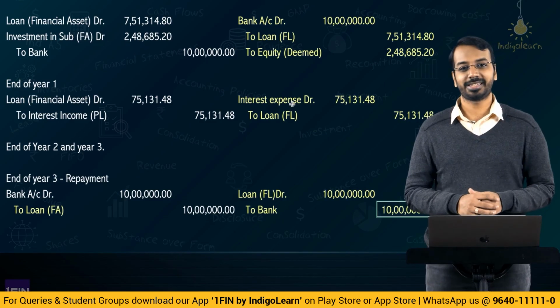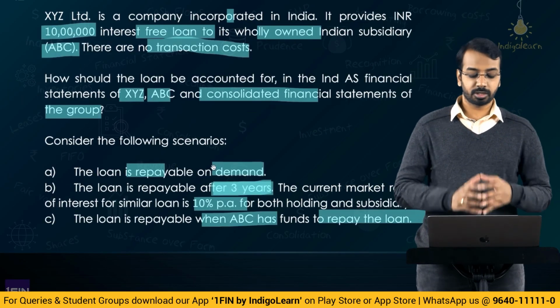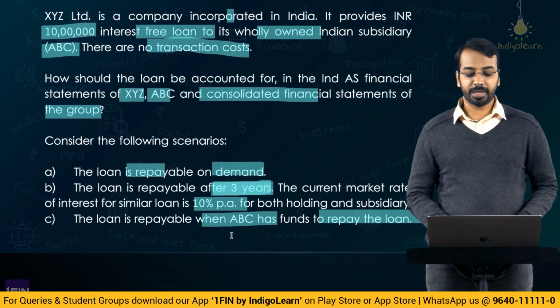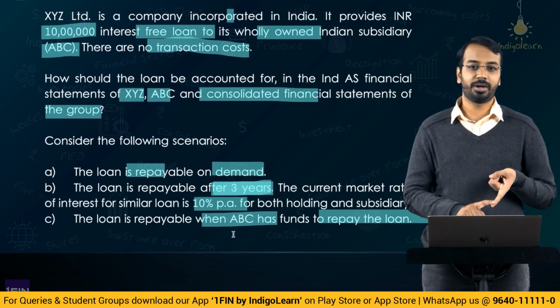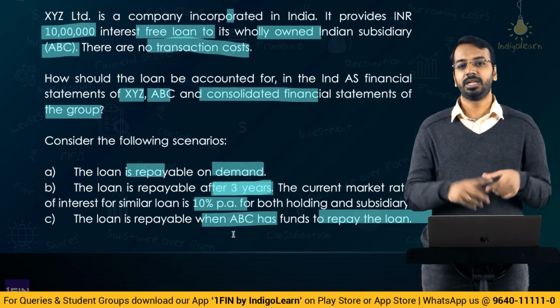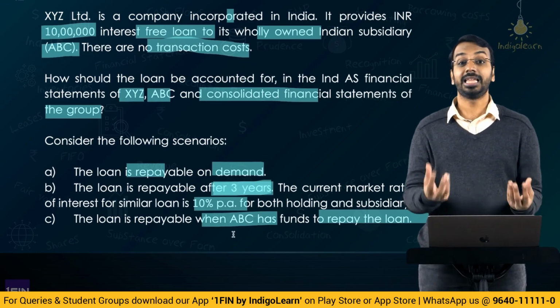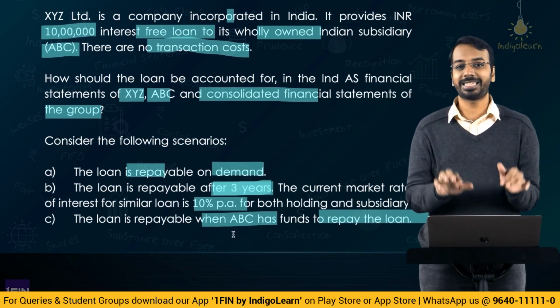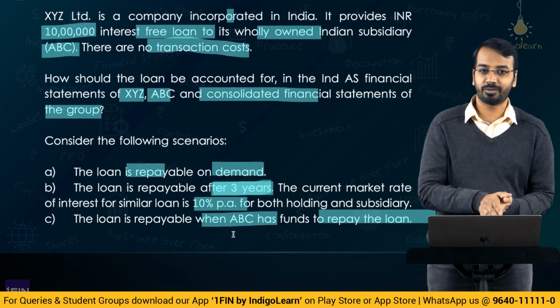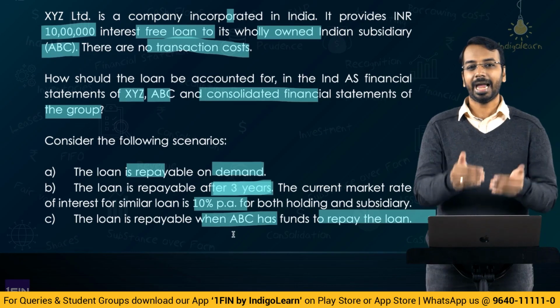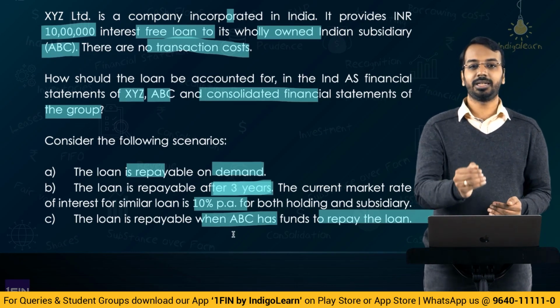Then coming to the third scenario, which says loan is repayable when ABC has funds to repay the loan. Now here, this is not a loan repayable on demand, there is no fixed repayment schedule. Then how will the entities account for it? They will have to estimate what would be the dates of payment, and accordingly determine what is the fair value of the loan, what is the equity component, and do the similar accounting that we have done in case of scenario B.